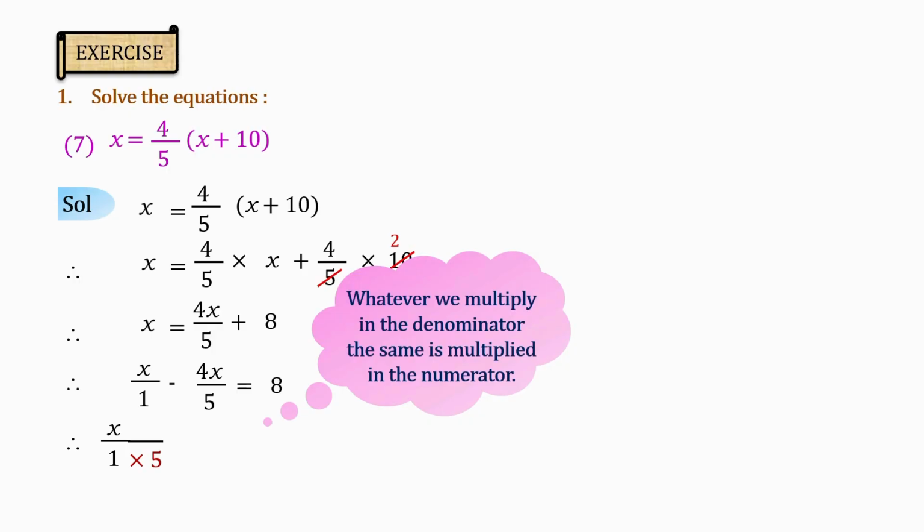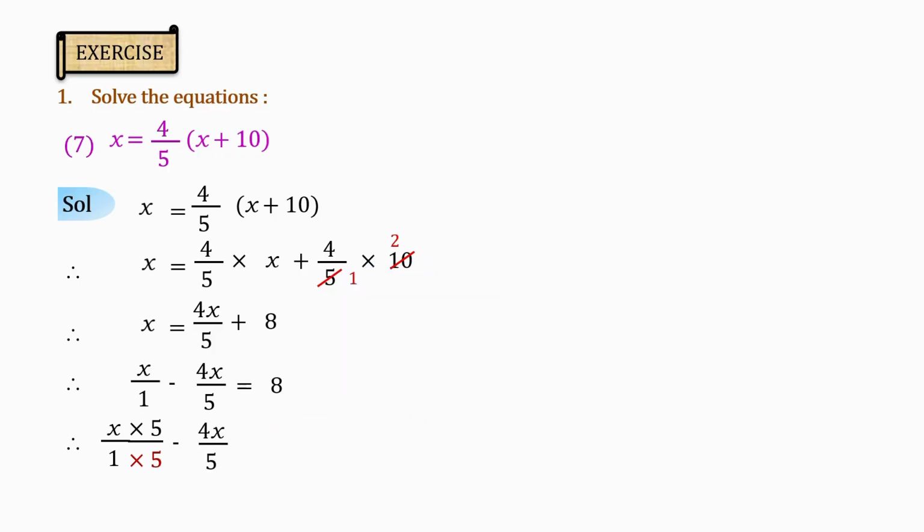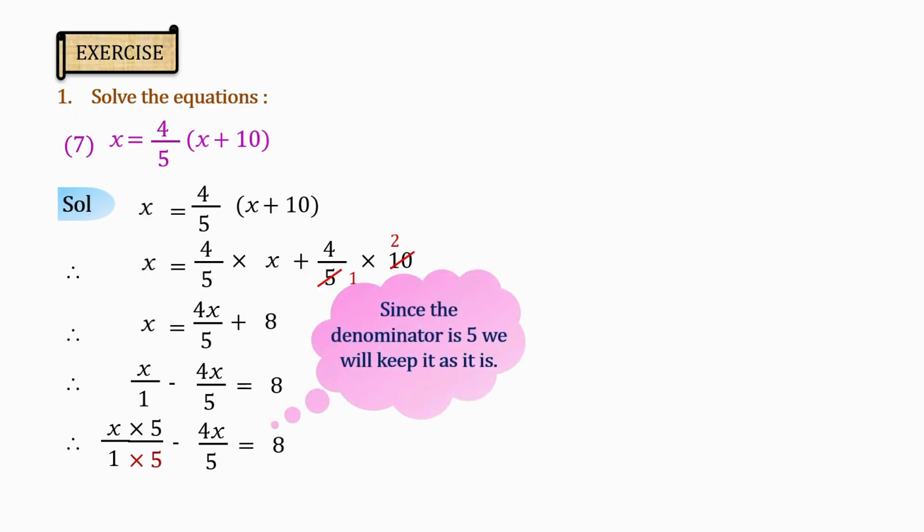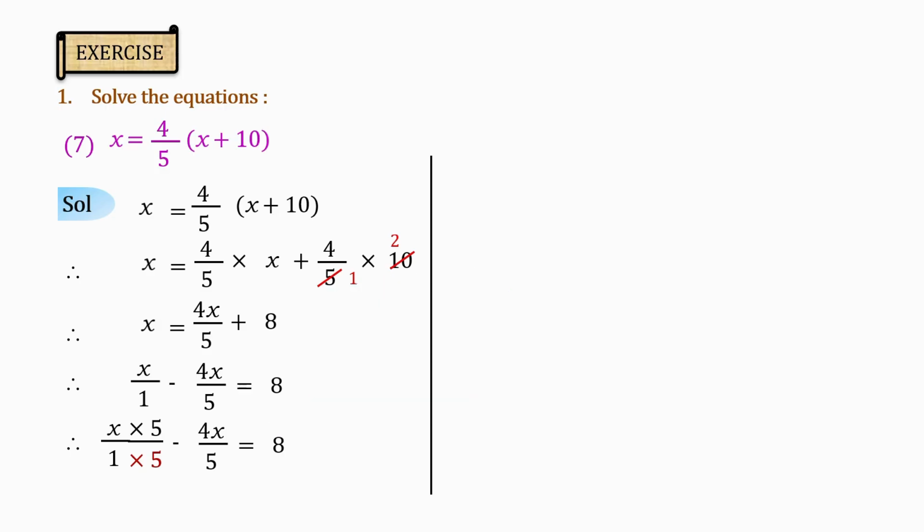So whatever we multiply in the denominator, the same is multiplied in the numerator. Since the denominator is 5, we will keep it as it is. Now 5x by 5 minus 4x by 5 equal to 8. Now we will just subtract the numerators. So 5x minus 4x equal to 1x by 5.